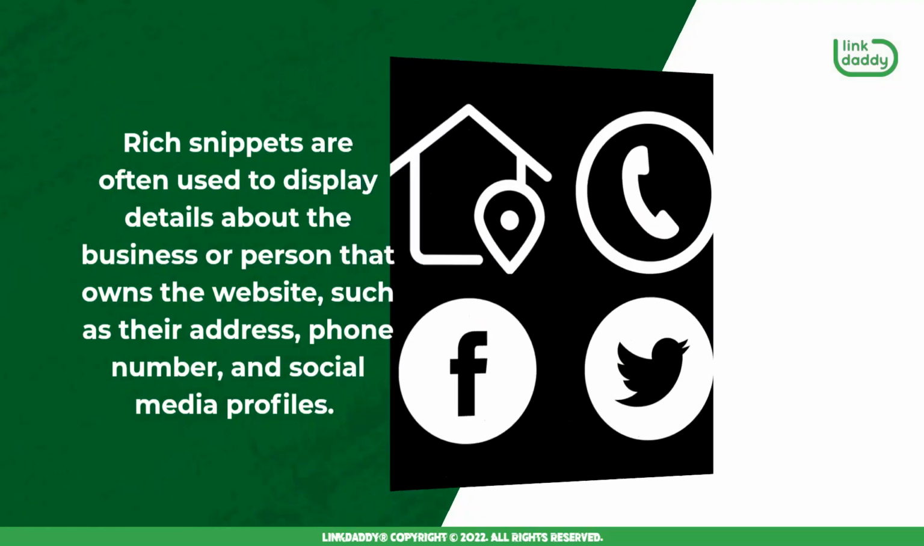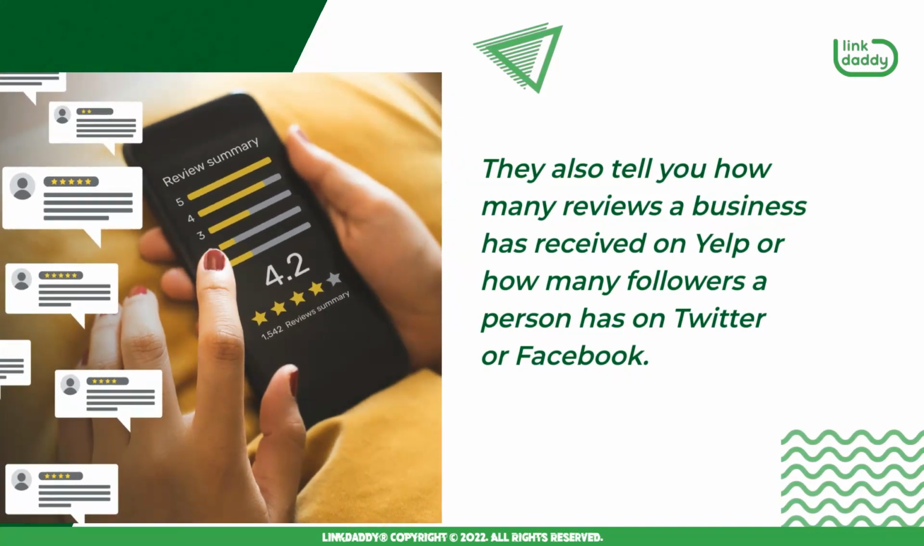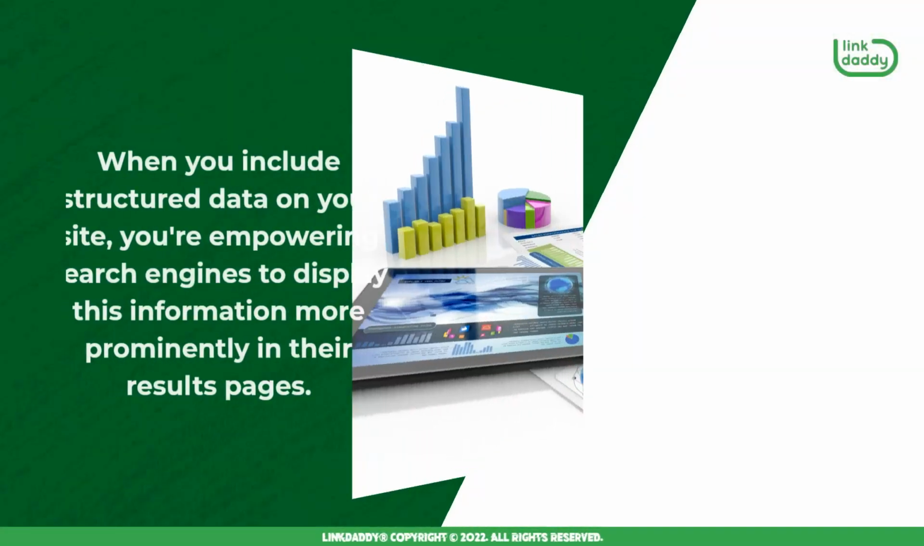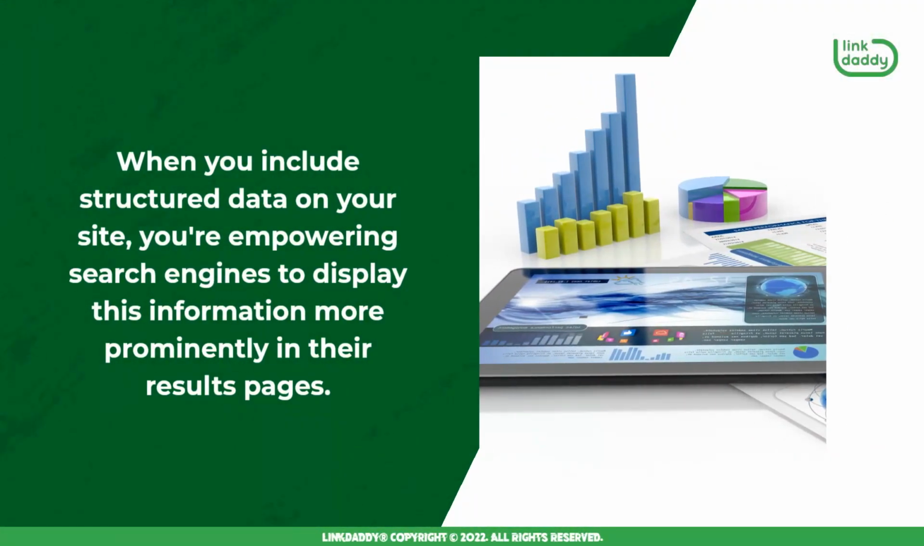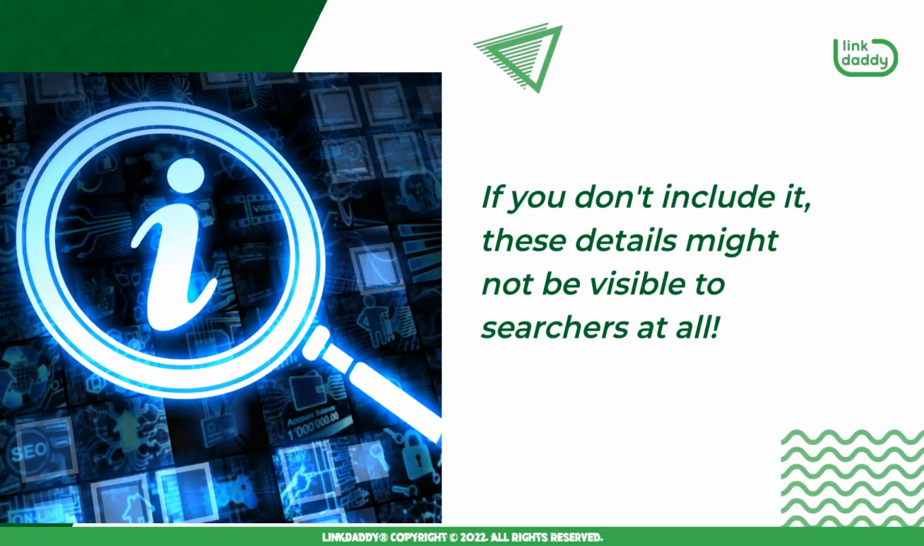Rich snippets are often used to display details about the business or person that owns the website, such as their address, phone number, and social media profiles. They also tell you how many reviews a business has received on Yelp or how many followers a person has on Twitter or Facebook. When you include structured data on your site, you're empowering search engines to display this information more prominently in their results pages. If you don't include it, these details might not be visible to searchers at all.